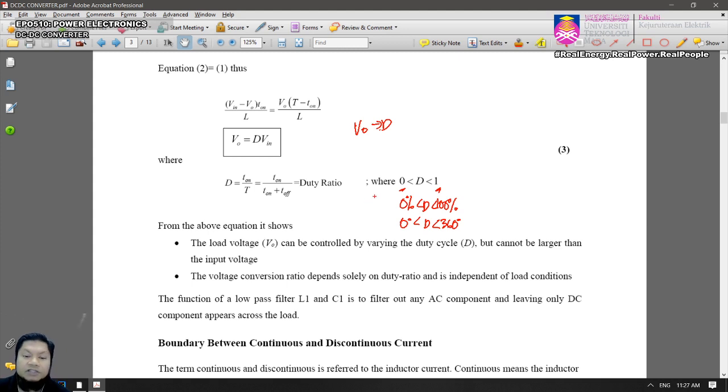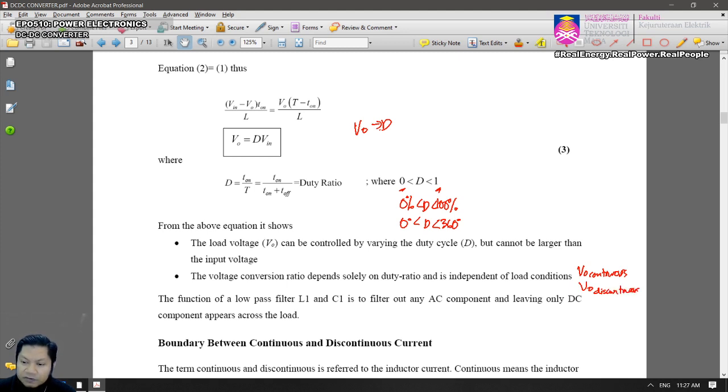Of course, the voltage conversion ratio depends solely on the duty ratio and is independent of load condition. This is to differentiate between the voltage equation for continuous operation and the V out for discontinuous operation.